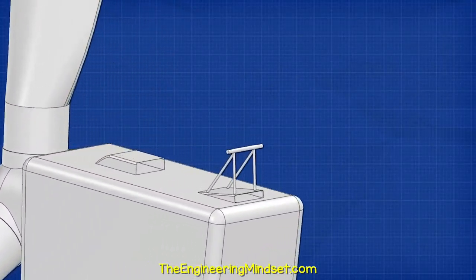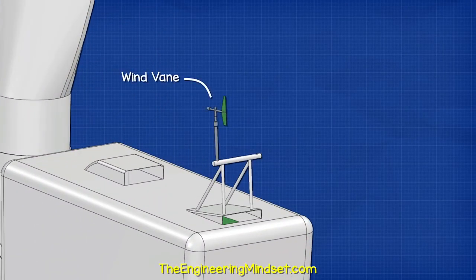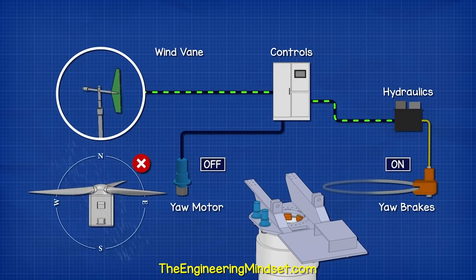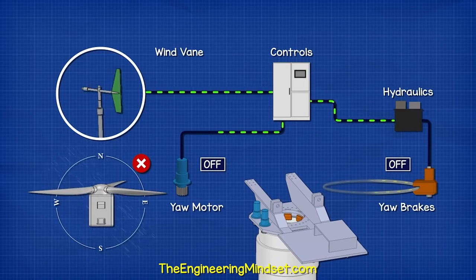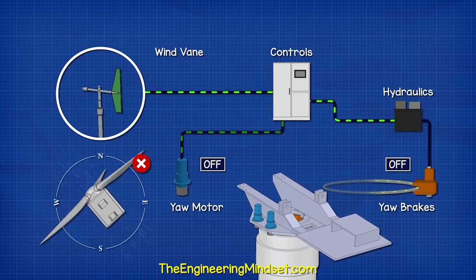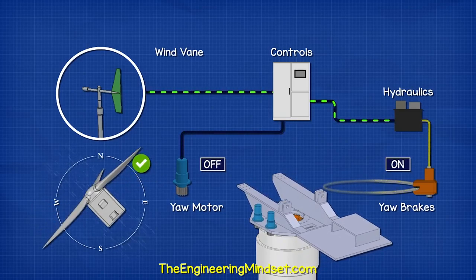On the top of the nacelle, we find a wind vane, which will determine the wind direction, and there's also an anemometer to measure the wind speed. The wind vane will determine the wind direction, and the controller releases the brakes. This allows the motors to turn the nacelle to align it with the wind. Once aligned, the brakes are reapplied.